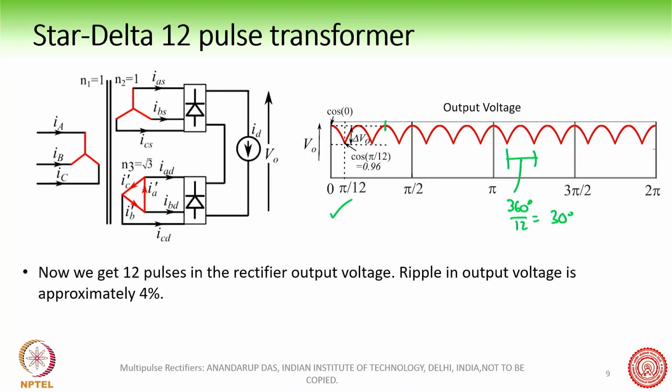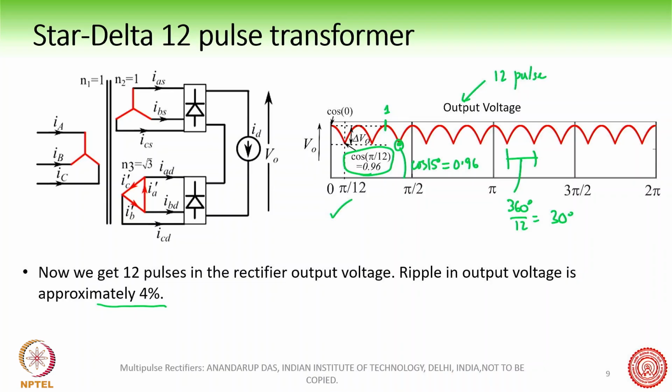So which means that if this point is 1, this point here will be cos 15 degrees, and cos 15 degrees is roughly equal to 0.96, right? This is what is written here. Okay, cos pi by 12 and 0.96, and so therefore the peak to peak ripple here is now roughly approximately 4%.